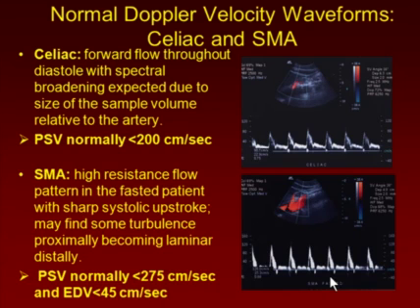Normal Doppler spectral waveform analysis of the celiac demonstrates forward flow throughout diastole with spectral broadening expected due to the size of the sample volume relative to the size of the artery. We expect peak systolic velocities normally to be less than 200 centimeters per second. In the superior mesenteric artery, we expect high resistant flow in the fasting state with a sharp systolic upstroke. There may be a little bit of turbulence proximally becoming more laminar distally as it does that sharp turn off of the aorta. We expect that normally peak systolic velocities will be less than 275 centimeters per second and the end diastolic less than 45 centimeters per second.